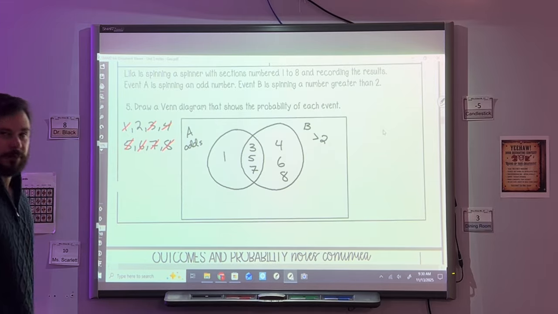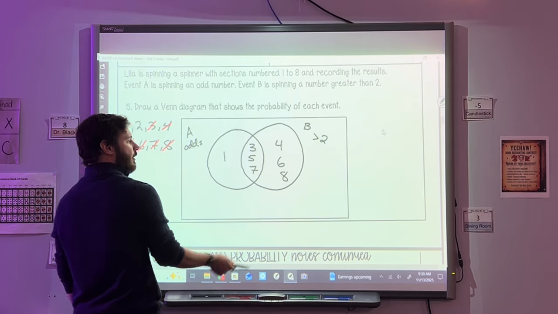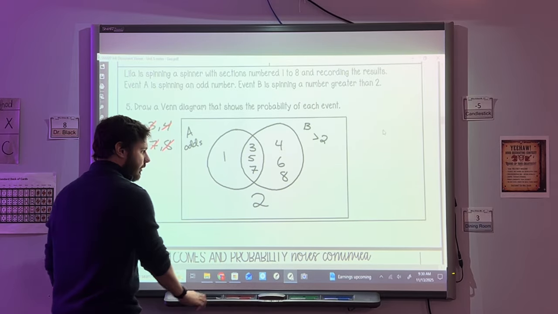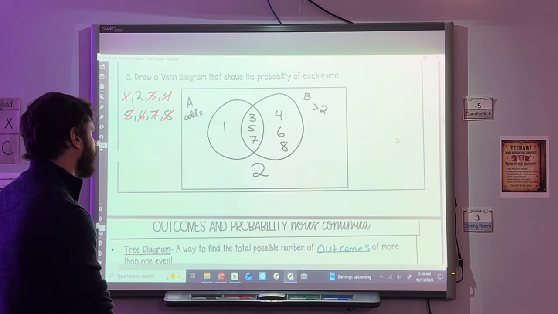But I have 1 left over. That 2 doesn't fit into either of these categories. It's not odd and it's not bigger than 2. 2 isn't bigger than 2. So it's excluded. We need to represent it in our Venn diagram, but it's not going to be in one of those categories.